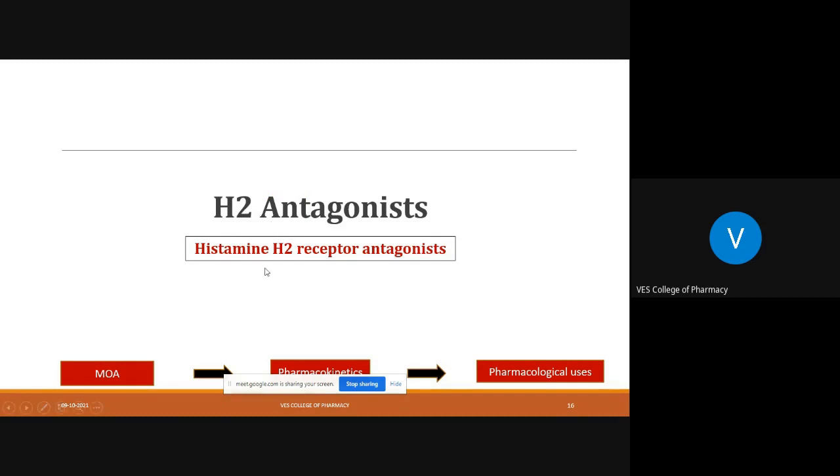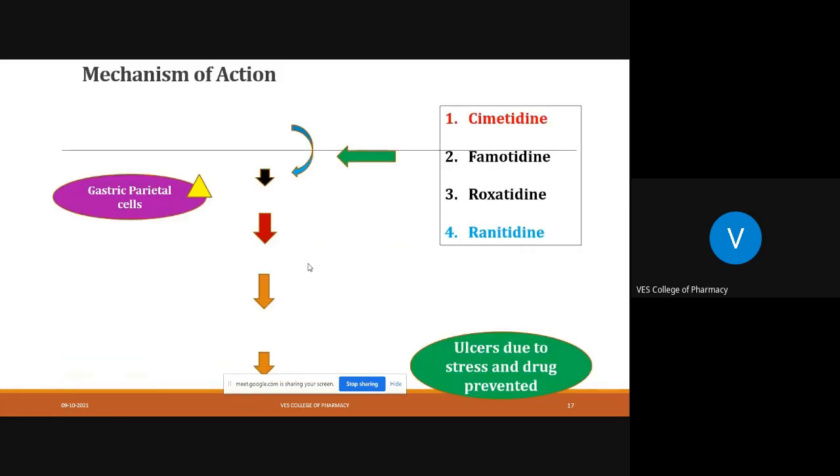The histamine H2 receptor, which is present in the parietal cell and is responsible for acid production, is where this drug will act. So what is the mechanism of action? You already know about it. What is the role of histamine in the parietal cell? This histamine will bind on the H2 receptor.